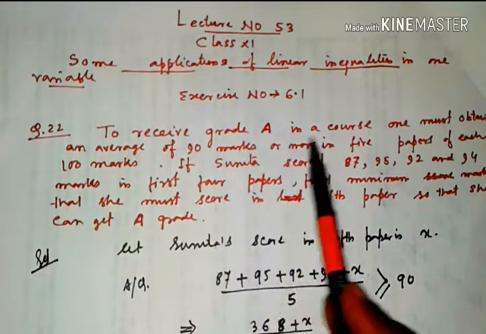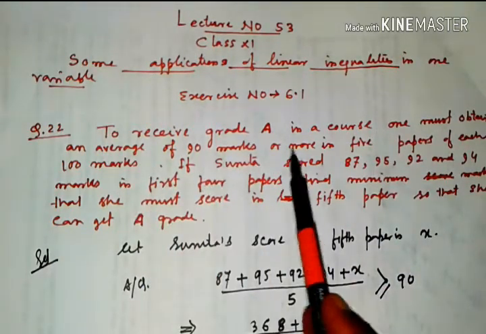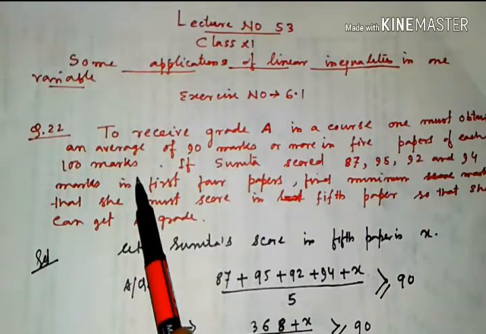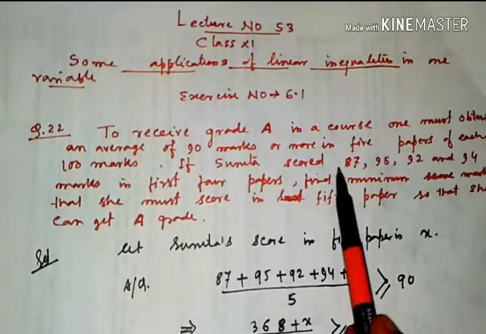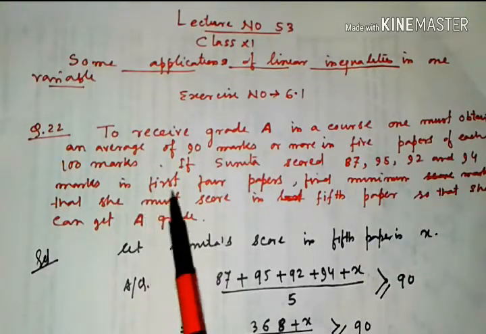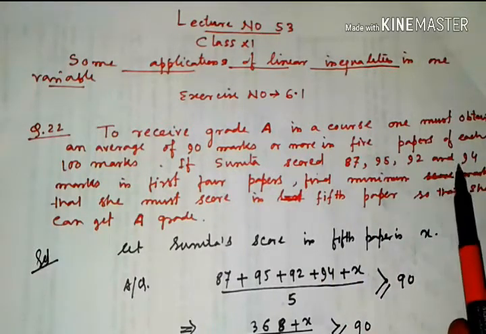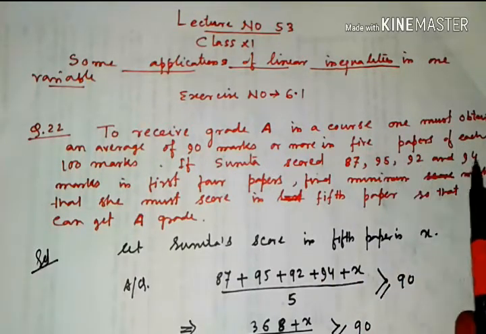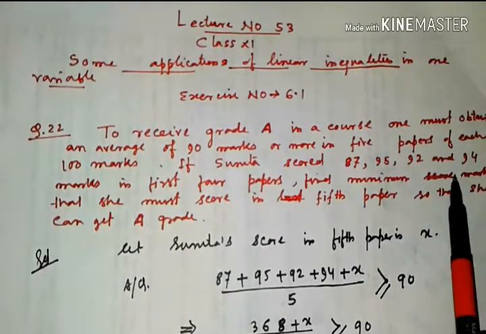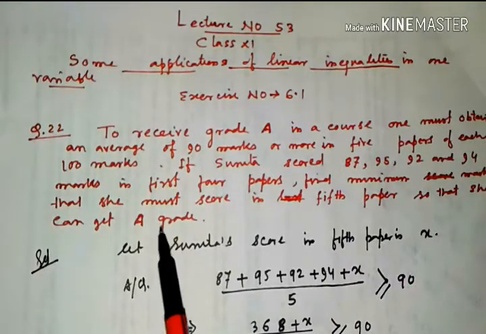To receive grade A in a course, one must obtain an average of 90 marks or more in 5 papers of each 100 marks. If Sunita scored 87, 95, 92 and 94 marks in the first 4 papers, find the minimum marks she must score in the 5th paper so that she gets an A grade.